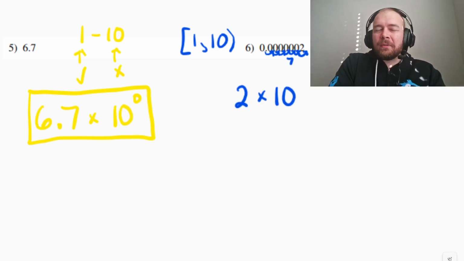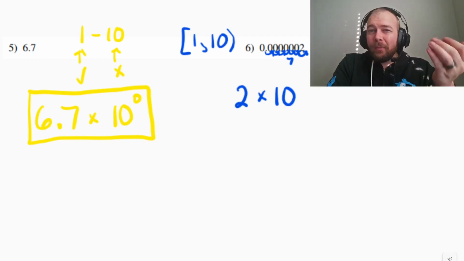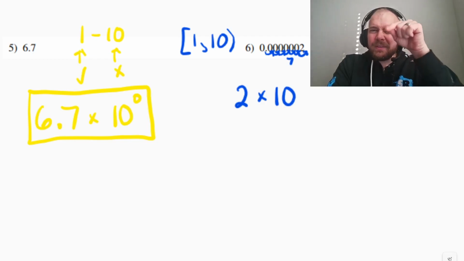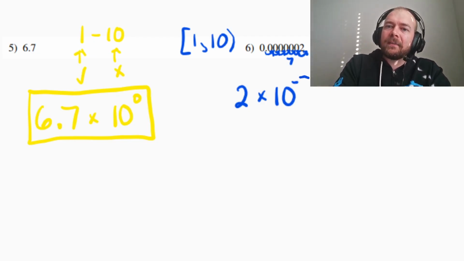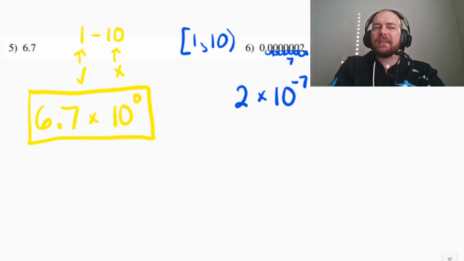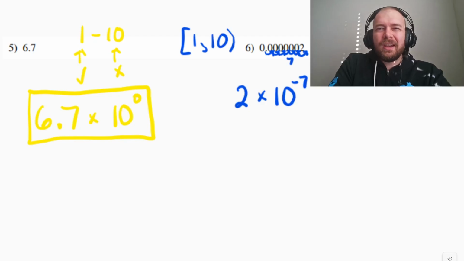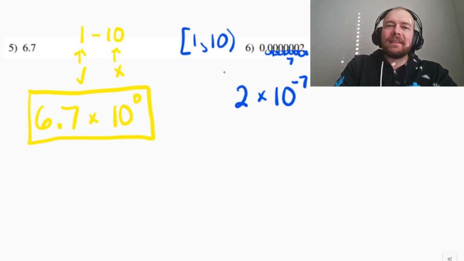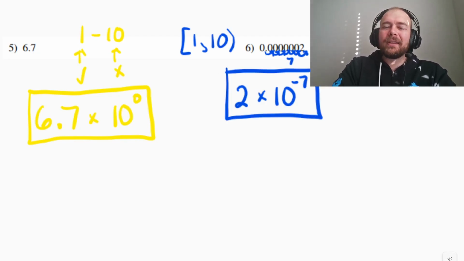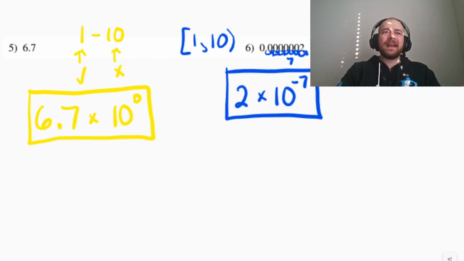But I usually just remember it like this. That's a small number, 0.0000002. That's a small number. Small numbers need negative signs. Big numbers need positive signs. And that's how I like to remember it, rather than just remembering which way is which, because who doesn't get their left and right confused? So that's how I would write it, and that's how I would remember to write it. And there we go. So that is number 5 and 6.